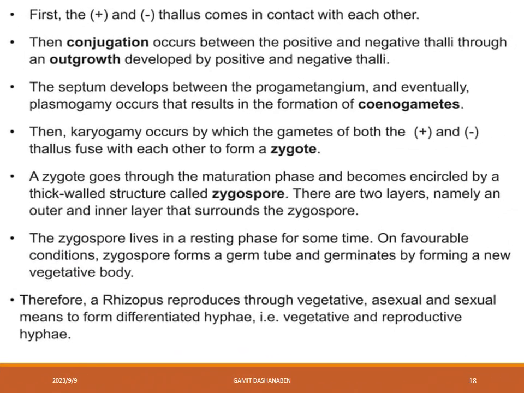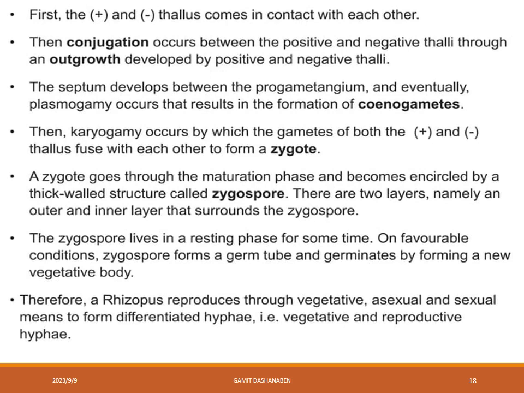Sexual reproduction: First, the plus and minus thalli come in contact with each other. Then conjugation occurs between the positive and negative thalli through outgrowths developed by the positive and negative thalli. The septum develops between the progametangia and eventually plasmogamy occurs. That results in the formation of zygogametes. Then karyogamy occurs, by which the gametes of both the plus and minus thalli fuse with each other to form a zygote. A zygote goes through the maturation phase and becomes encircled by a thick-walled structure called the zygospore.